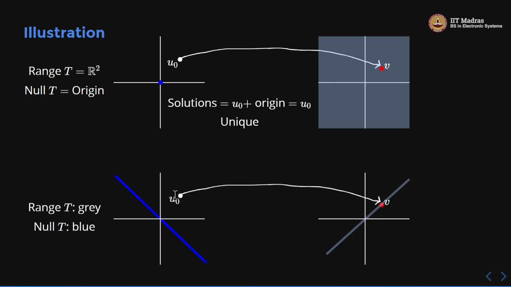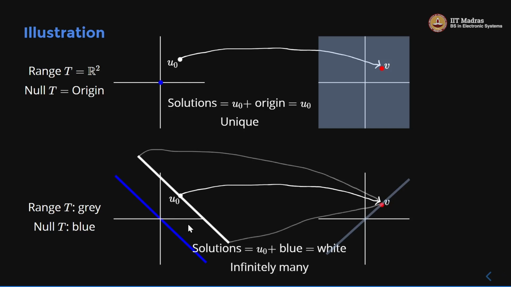I'm going to pick a point in the range and ask, what is the solution here? Some U0 will have to come here. Now, what is my result telling me? If I take this U0 and add the null space to it, I will shift this line to U0, parallel to itself. All points on this line will end up in the same V. So you have infinitely many solutions.